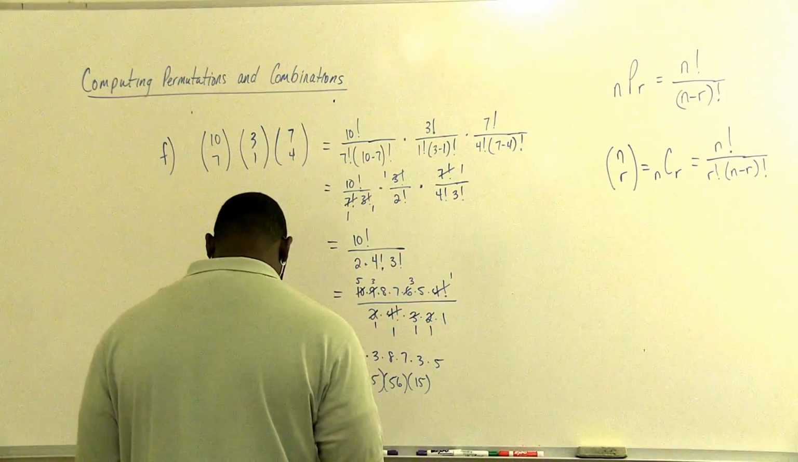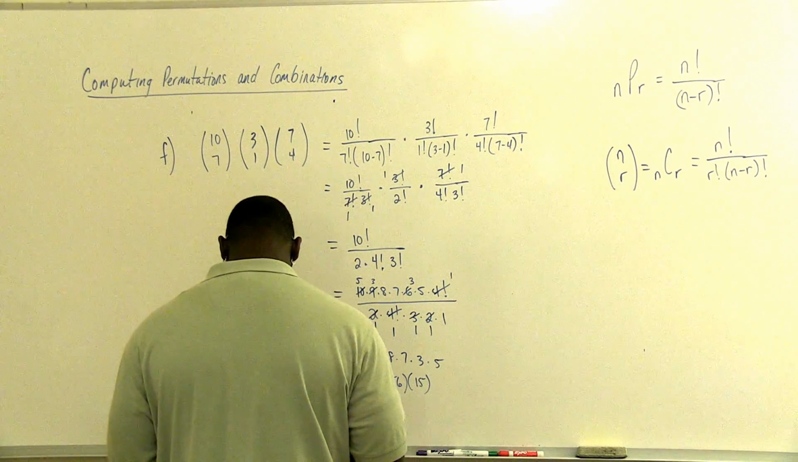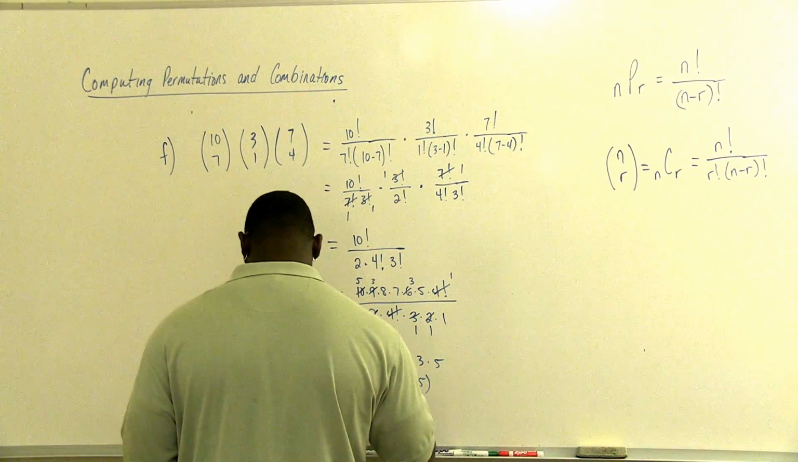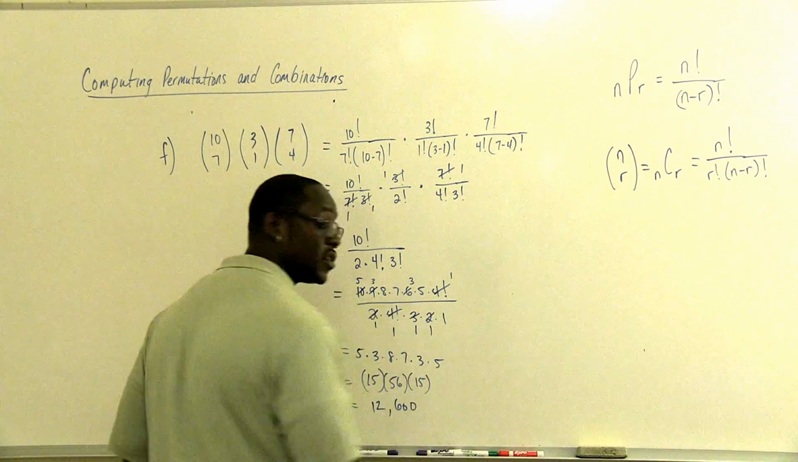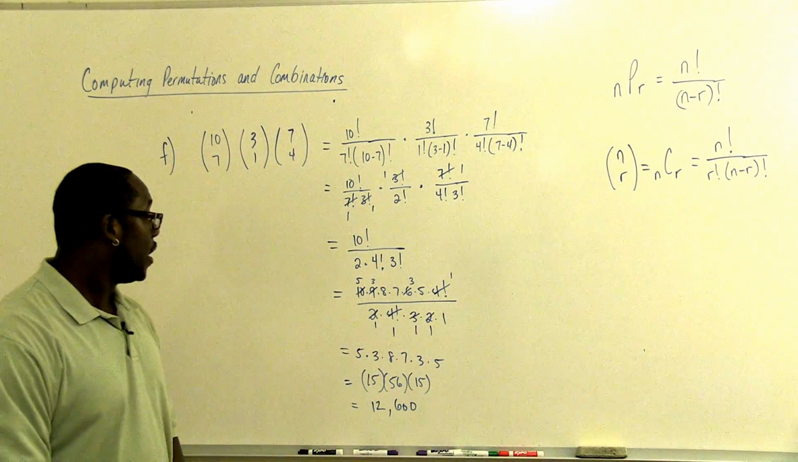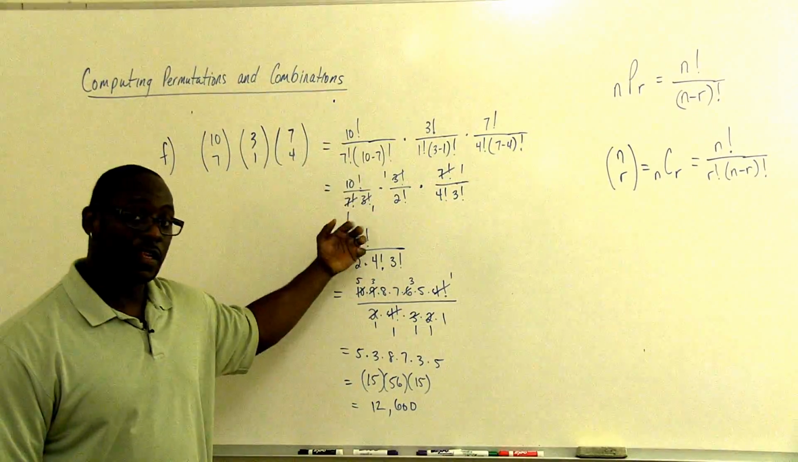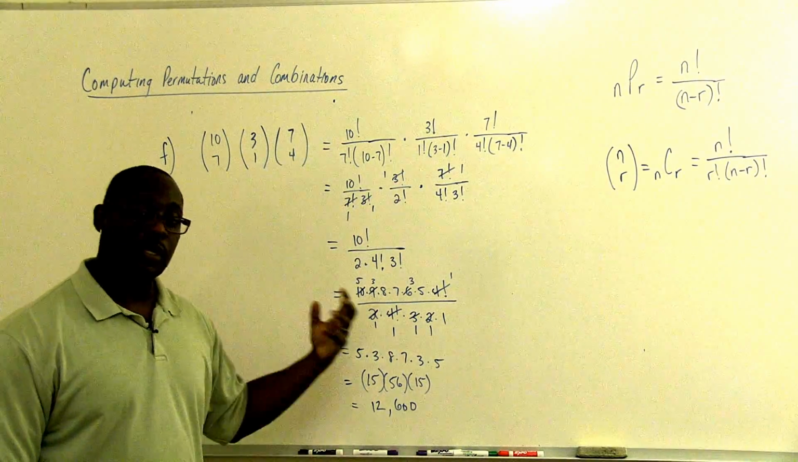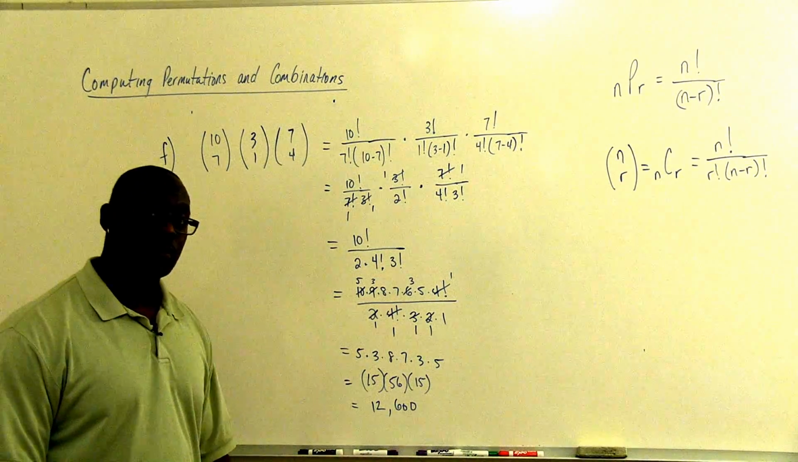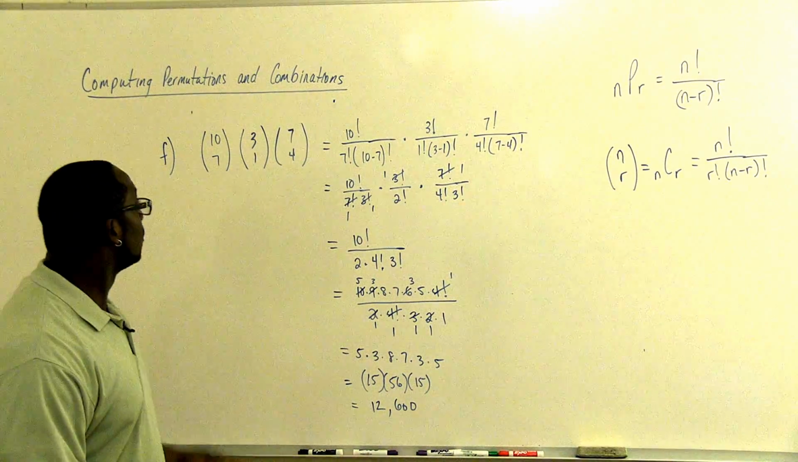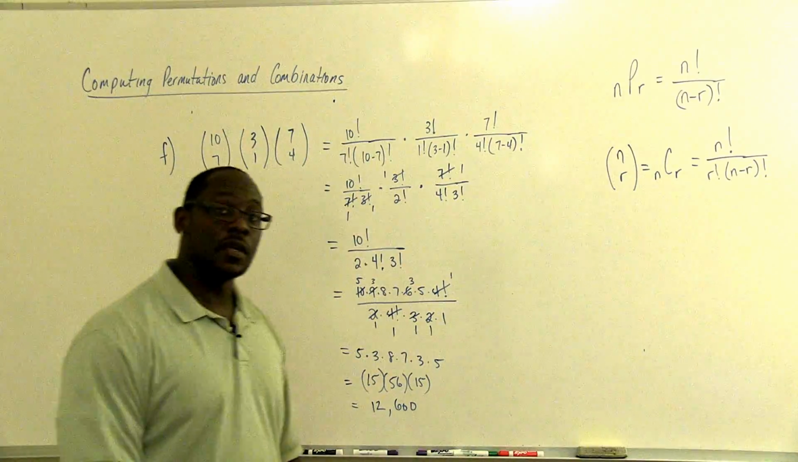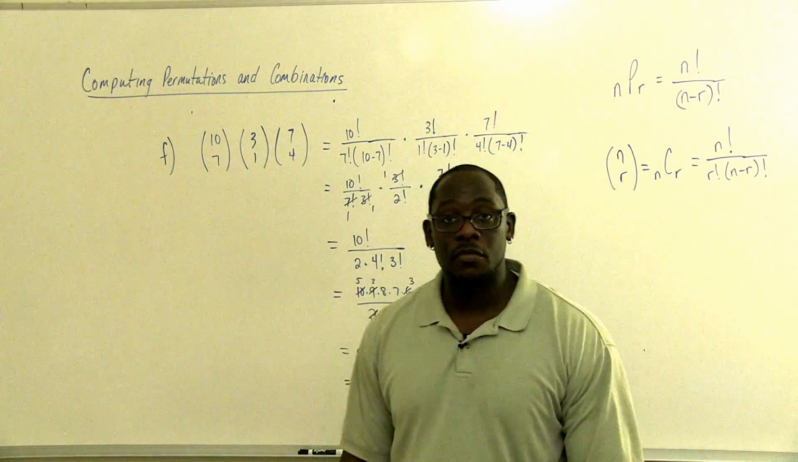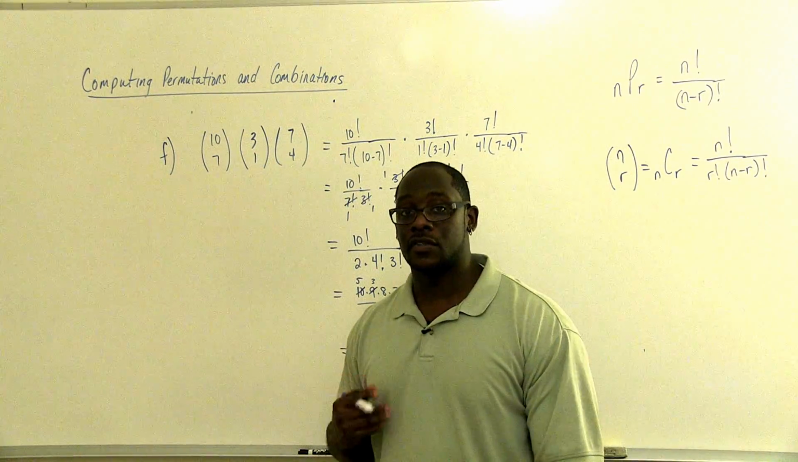And so when we multiply all that out, we end up getting 12,600. Okay? And so you see how we just did things step by step, and we managed factoring out big factorial chunks when necessary. And so this concludes the video on computing combinations and permutations using the factorial formulas.